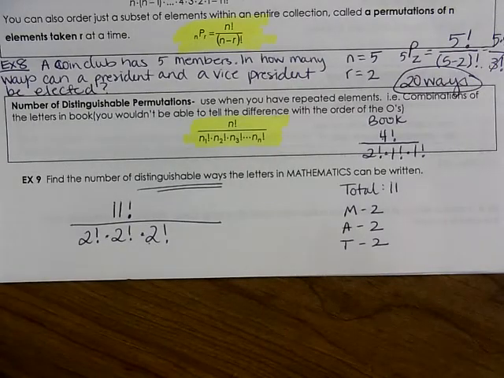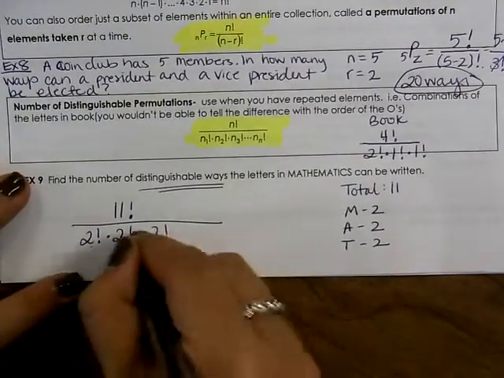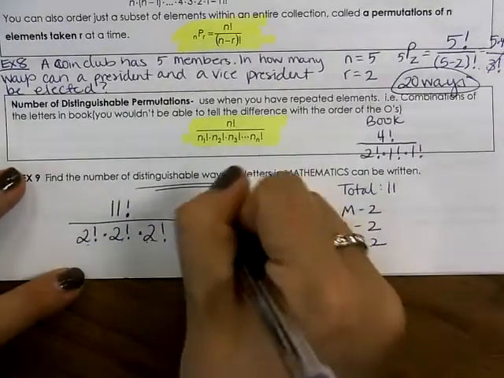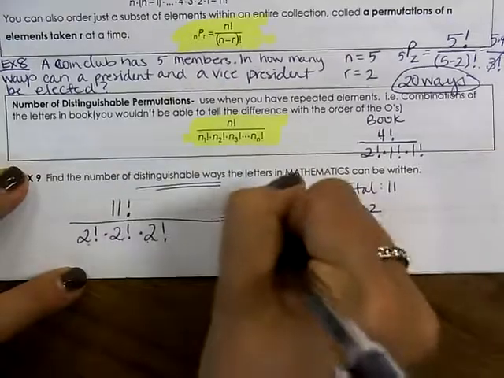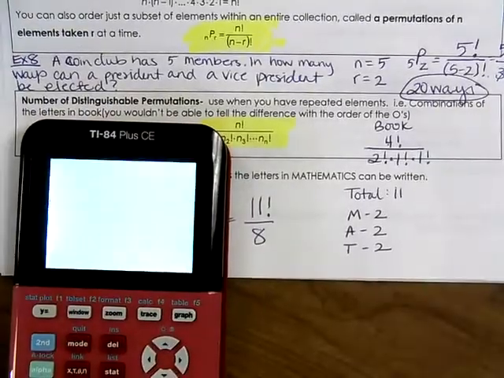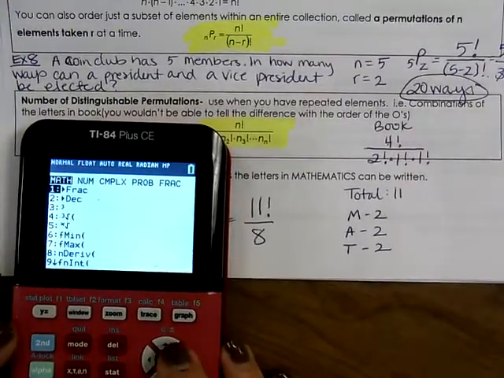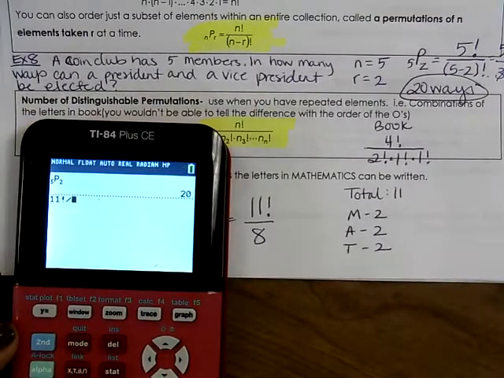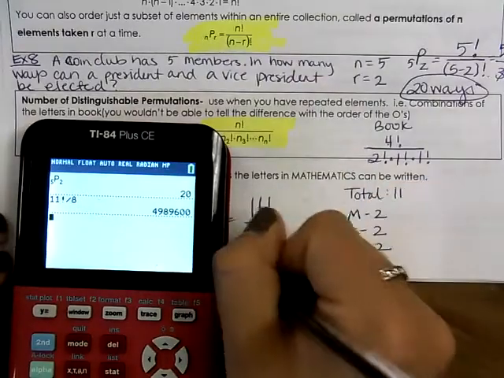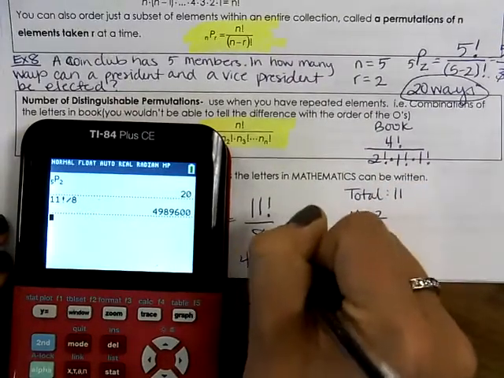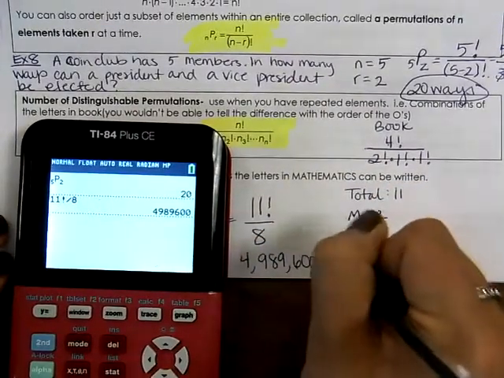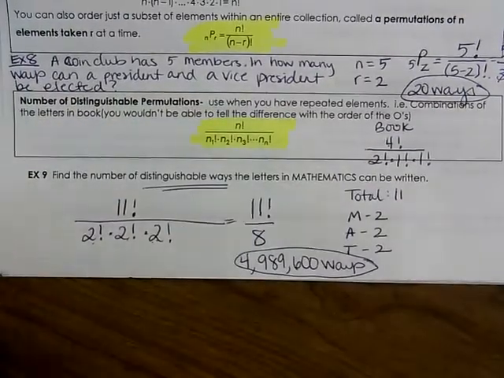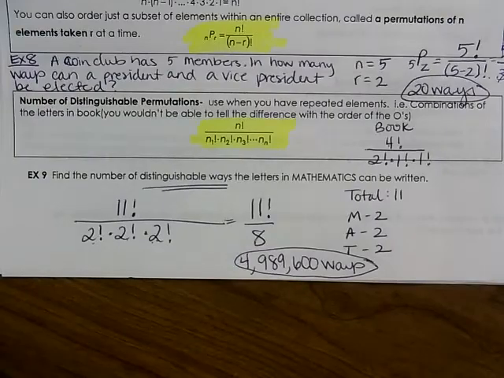You with me? Okay, so think about 2 factorial times 2 factorial times 2 factorial. Isn't that just like 2 times 2 times 2? So I'm really taking 11 factorial and dividing it by 8, which I'm going to do in the calculator. So 11, math, arrow over to probability, option 4, and then divide that by 8. We get 4,989,600. Okay?